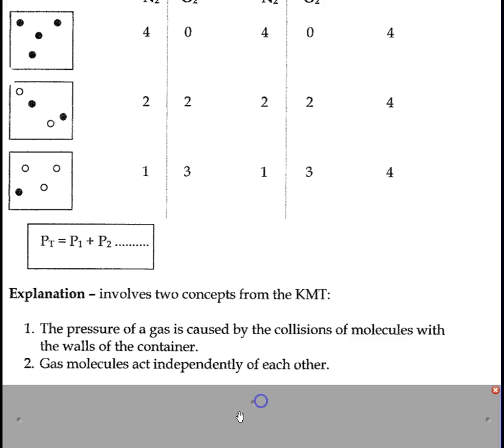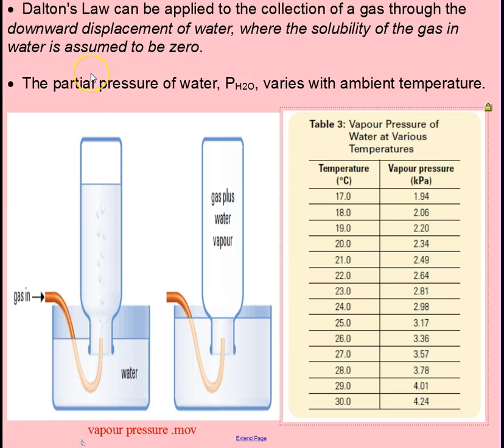Okay, now when we look at Dalton's law, it can also be applied to the collection of a gas when the gas is bubbled through water. We did this in the determination of the molar mass of butane. Now what's really relevant here is that we appreciate the fact that part of the pressure inside the graduated cylinder was butane, but part of it was also water vapor.